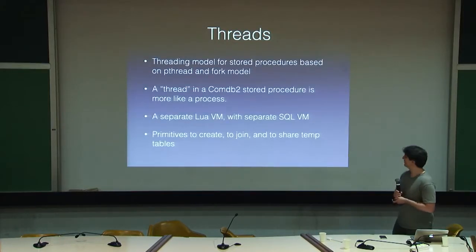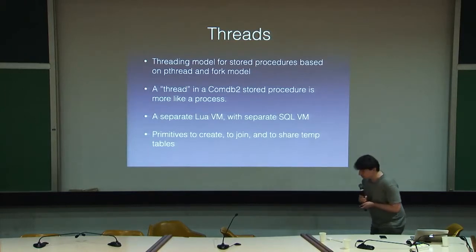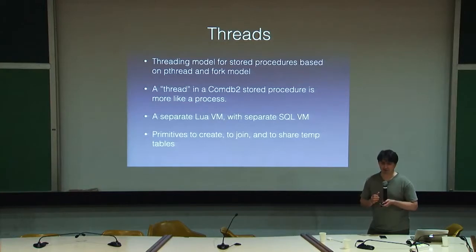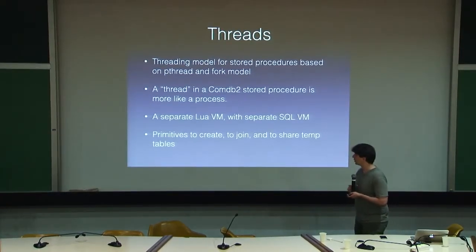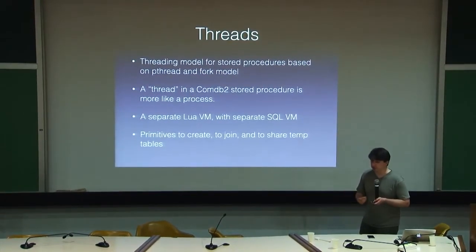The next thing we added, I'm going to finish very quickly, is threading. Threading in Lua in Comdb2 is a little different than regular threading. So we follow the pthread model. We let you create threads, but it's really a lot more like the forking model in the sense that while you have threads, because it's a Lua virtual machine, you don't have access to anyone else's address space, obviously. So it's nothing like real threads. It's more like forking. It's a very primitive system. We let you basically create threads, join on threads, and have very basic communication through temp tables.